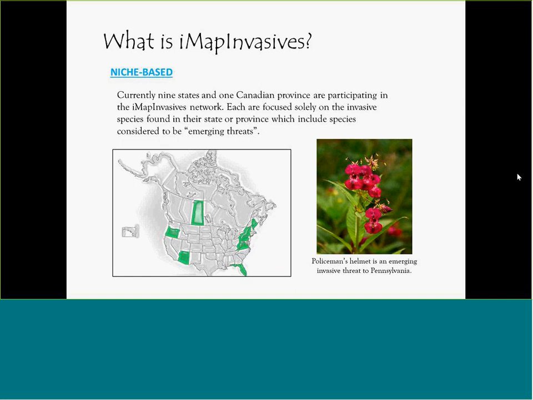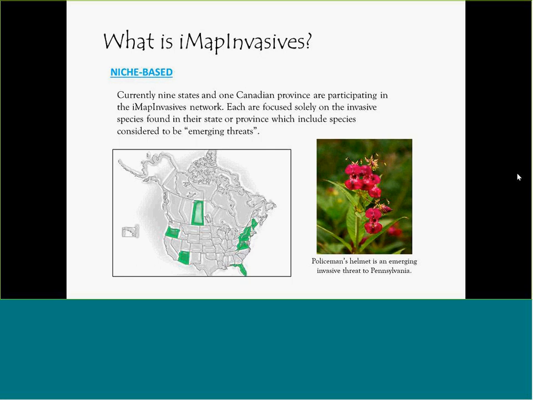So iMapInvasives is somewhat niche-based in that each of the member programs that are participating are really only interested in tracking species in their state or their province. And this is important because when you have a focus like that, you're not necessarily looking at every single state and every single province, but just at that one area.